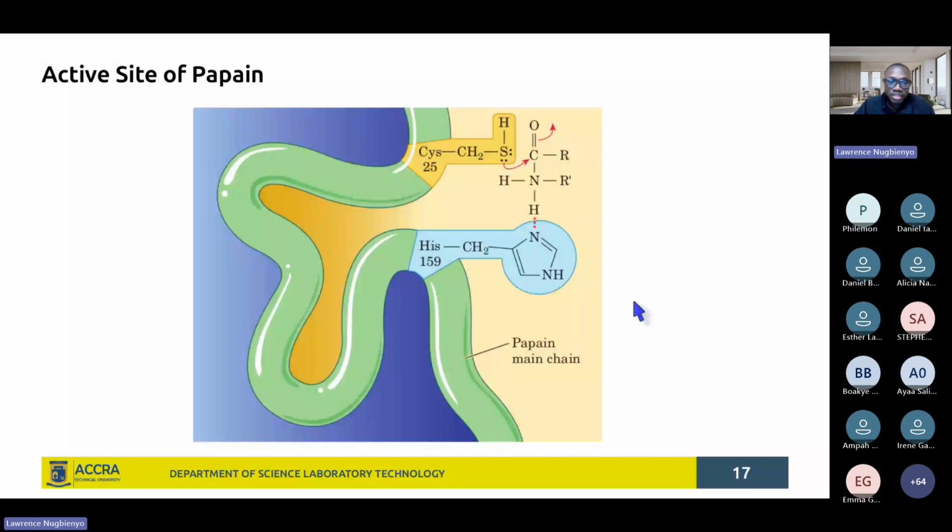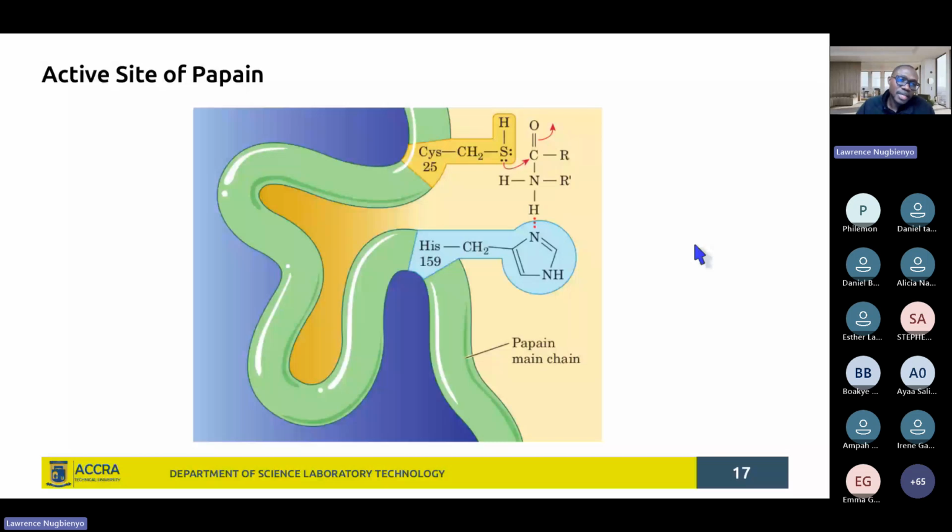Step by step, we'll see some of these mechanisms, maybe two of them. All right, so that is an example of the active site of an enzyme, papain, acting on a peptide bond and breaking it down.